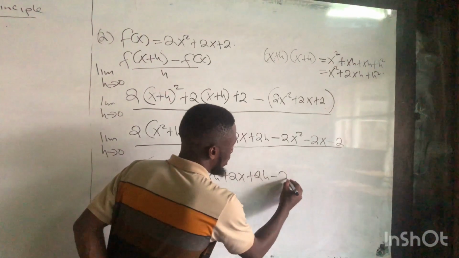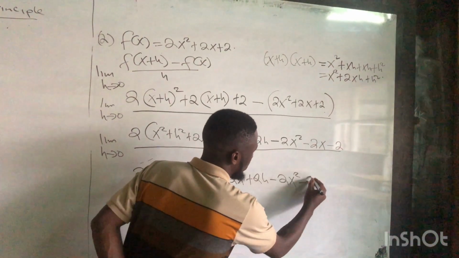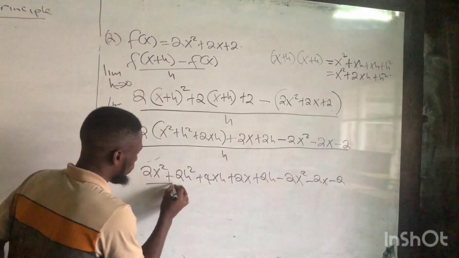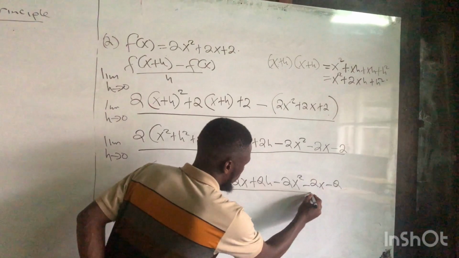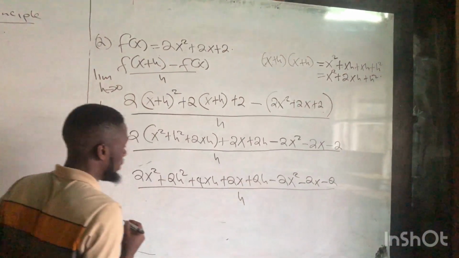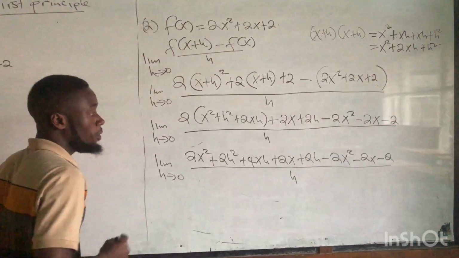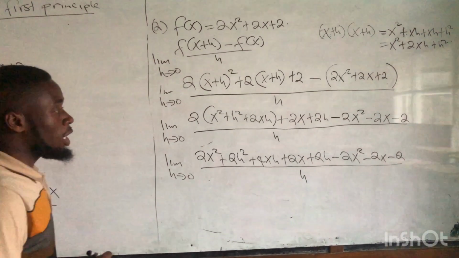2h minus 2x squared minus 2x minus 2, everything over h. Do the same limit as h is approaching 0. Okay, so from here you can group the right terms.